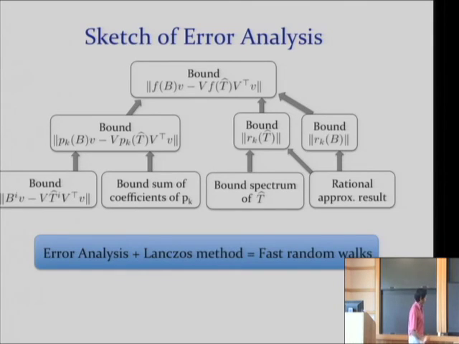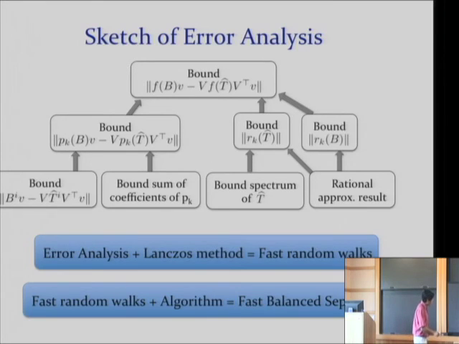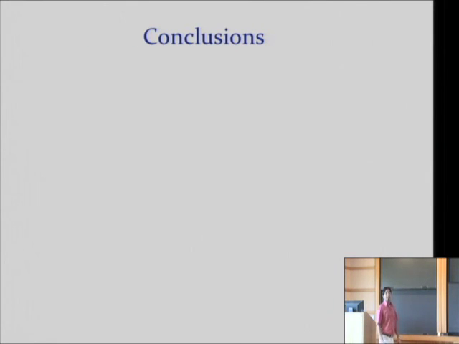So let me just remind you what we just did. Once you plug in this error analysis, which I didn't show you really, but with the Lanczos method, you get fast random walks, nearly linear time continuous time random walks. And fast random walks we plug into an algorithm, and you get a fast algorithm for balanced separator. Great. Let me conclude.